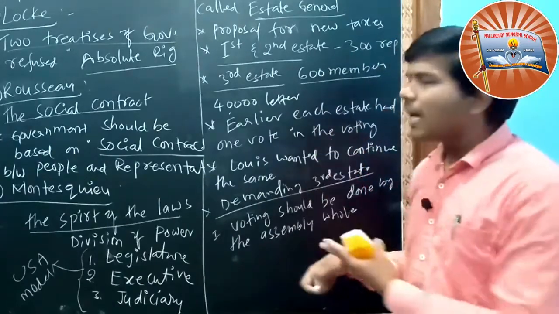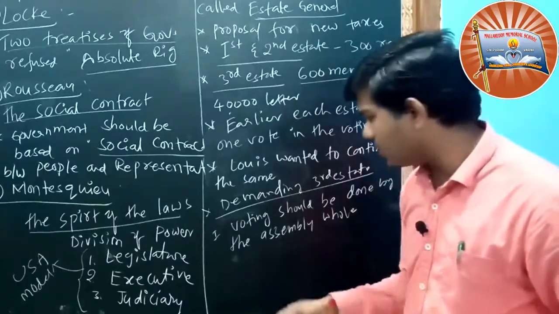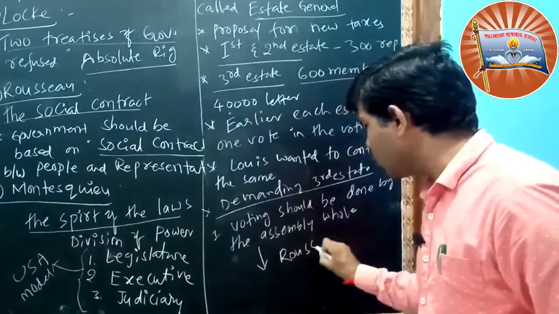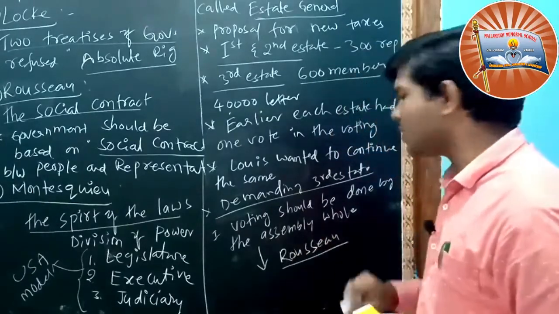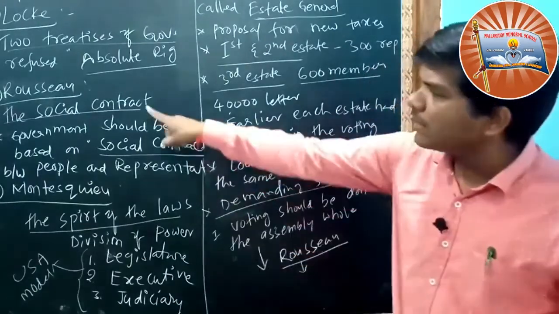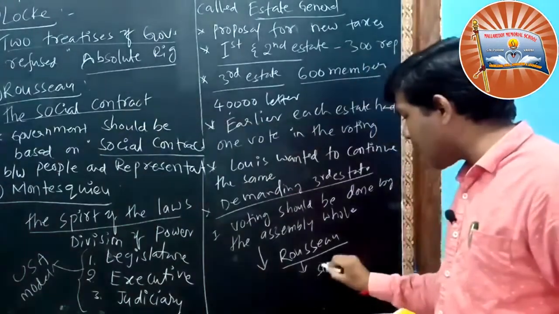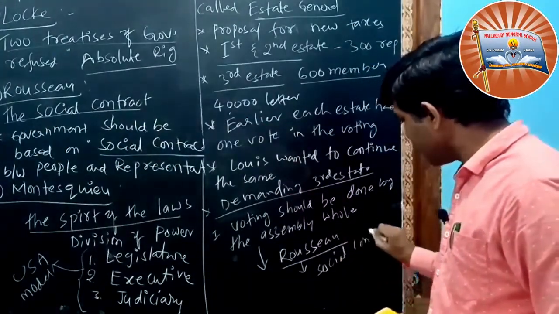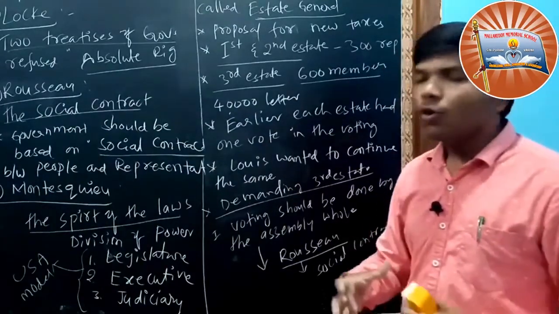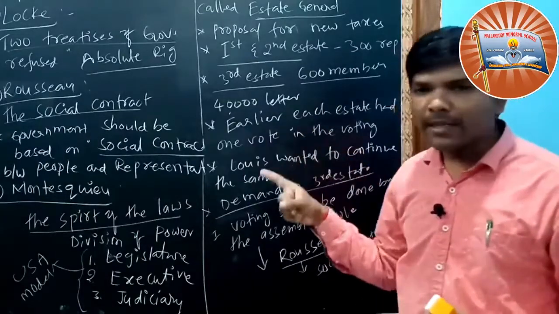So where did this idea come from? This idea was given by Rousseau. In his book, the Social Contract, Rousseau proposed that every person should have one vote. So they were also demanding the same.